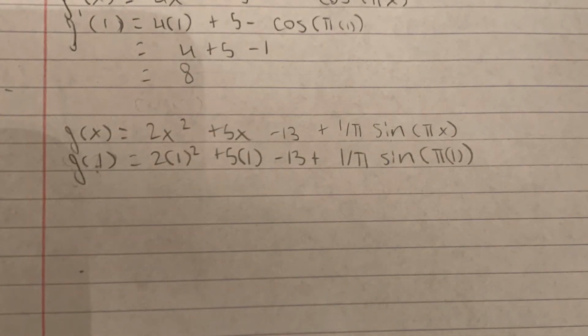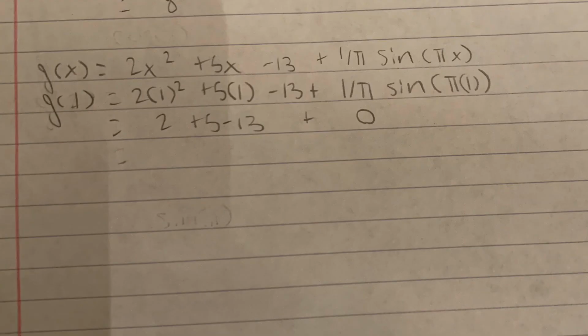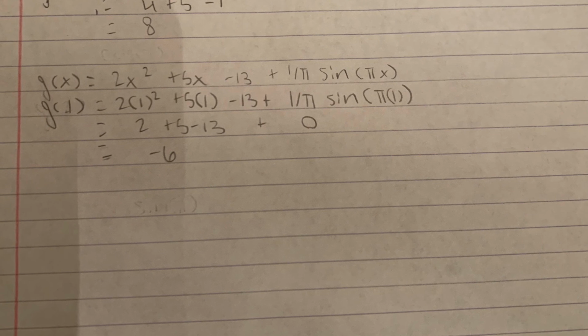Now that we know what our slope is, we're going to take our original equation and plug our x value 1 back into that in attempts to get our y value. Nothing crazy here, just a 2 plus a 5 minus a 13 plus a 0 because sine of pi is 0. Nice and easy. That gives us a negative 6.